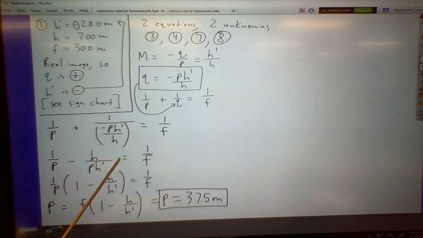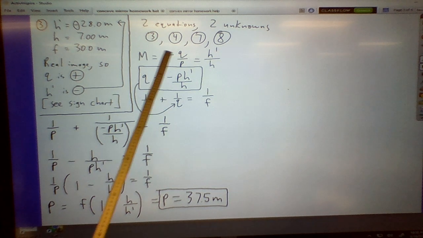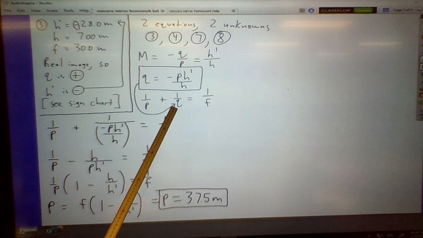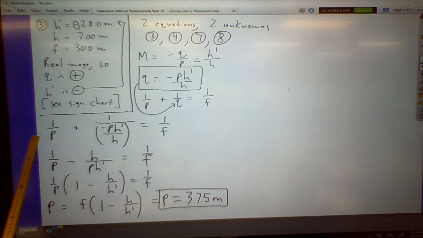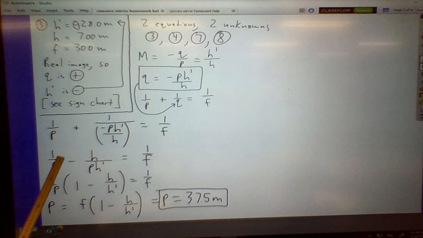You can see that we have 2 equations and 2 unknowns. So I solved one of the equations, the magnification equation, for Q, substituted that into the other equation, and was able to get this equation. I was able to eliminate one of the unknowns, and if you follow the steps of the algebra, you can get P equals 37.5.